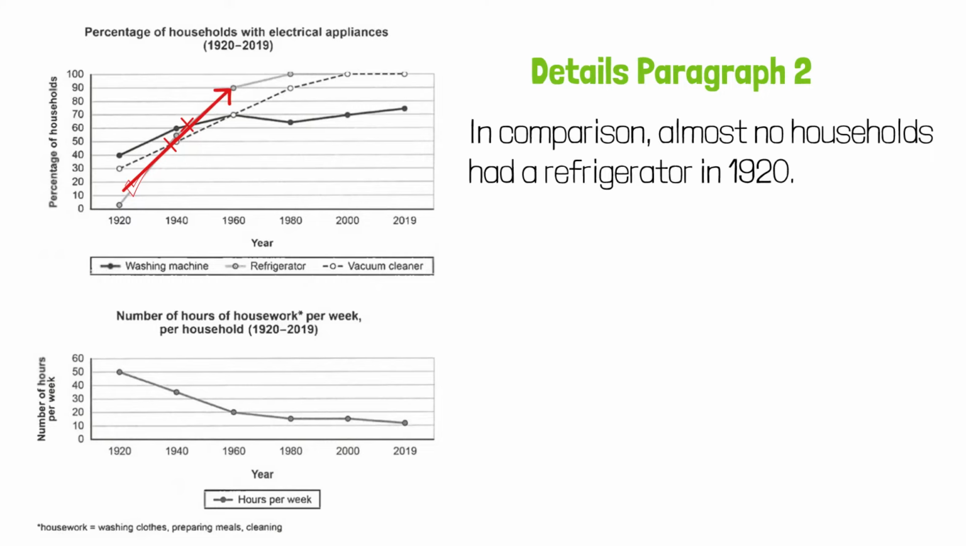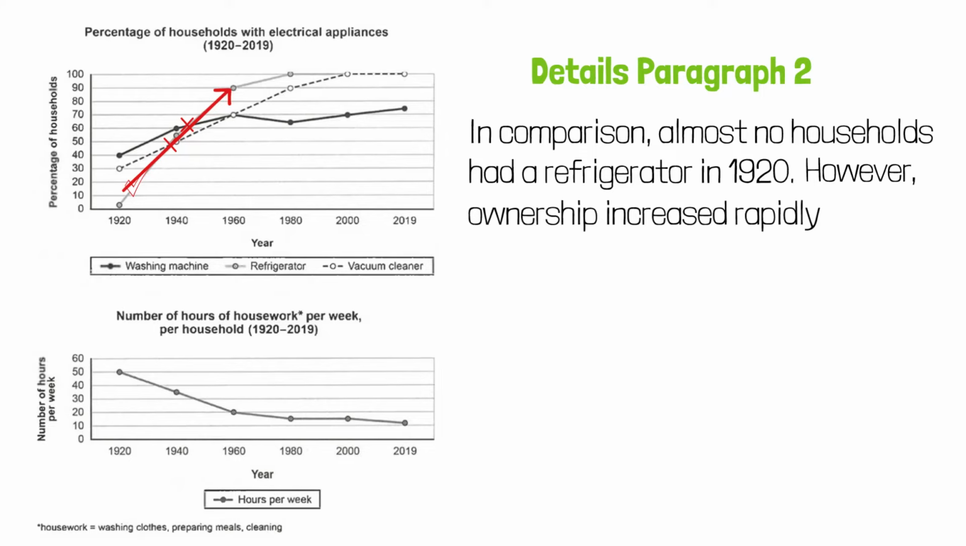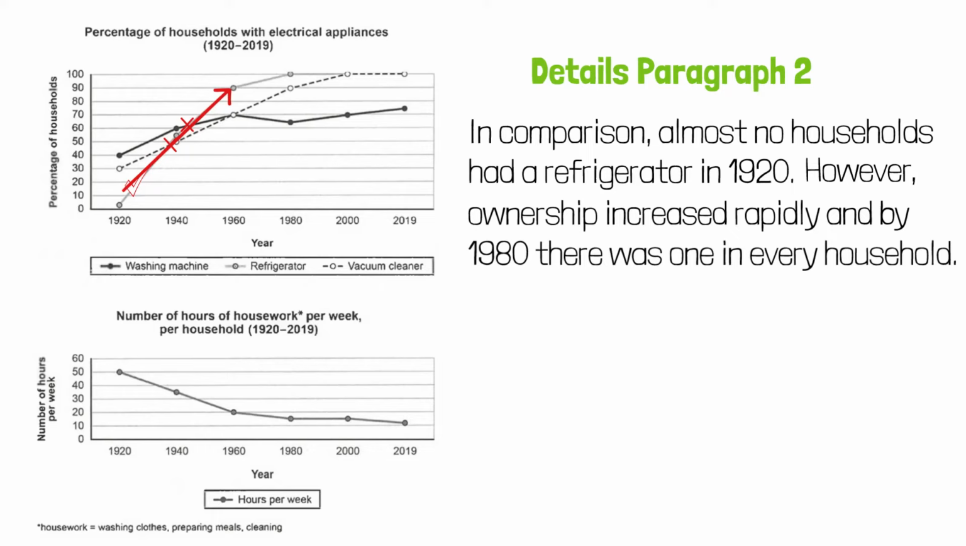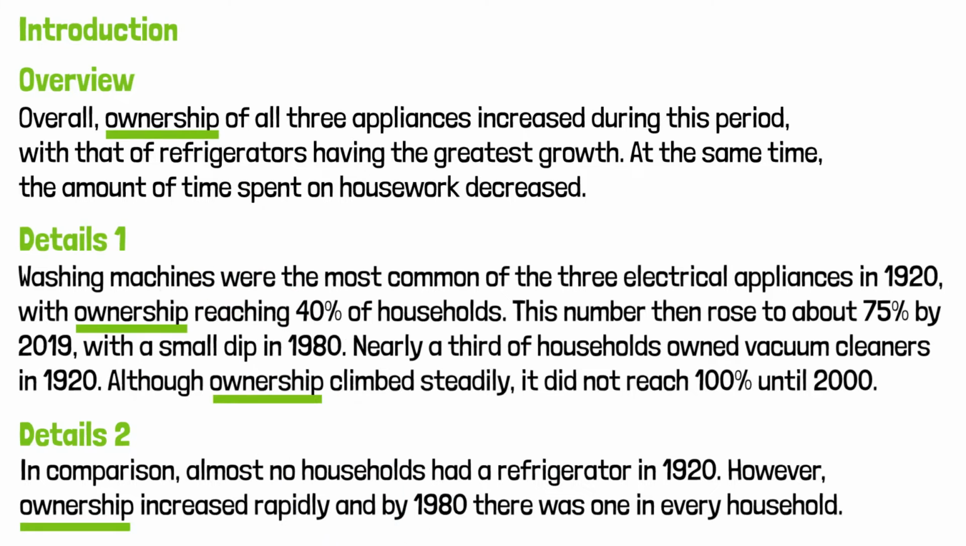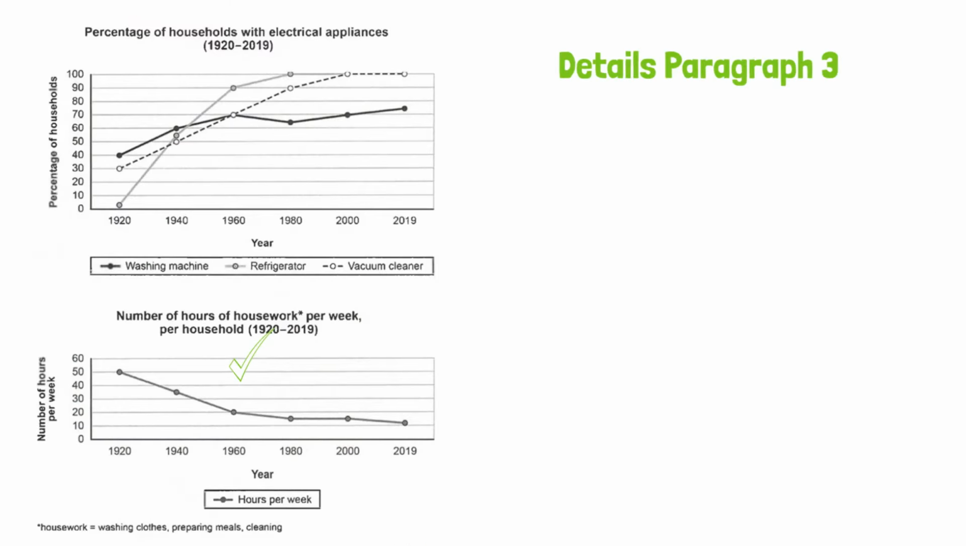In comparison, almost no households had a refrigerator in 1920. However, ownership increased rapidly, and by 1980, there was one in every household. Do you see how clear your sentences can be if you are willing to let go of some features? The first line graph is done. Notice how I used the word ownership to avoid repeating the percentage of households that own the washing machines, vacuum cleaners, or refrigerators. Now let's move on to the second graph.